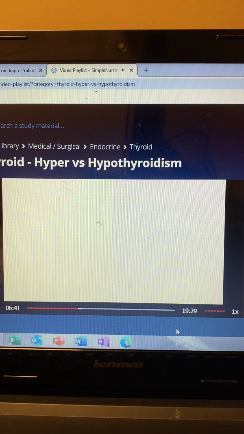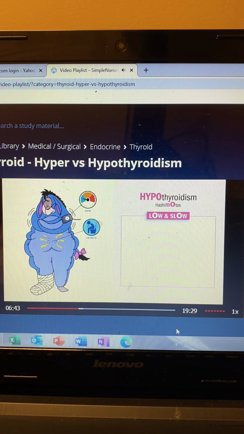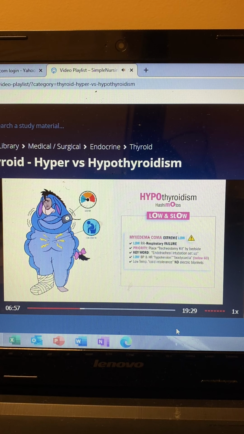Okay, now on the other side, in our hypo or Hashimoto's, everything is low and slow. So super depressed, fat, and lethargic. So we get the exact opposite from hyper. Again, the extreme priority is the extreme low and slow, airway, breathing, and circulation. Now the key term is myxedema coma, guys, extremely low respiratory rate. So we think respiratory failure.